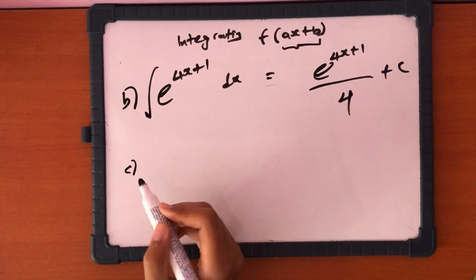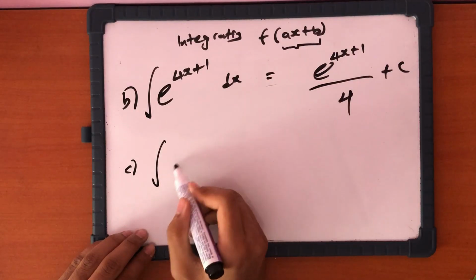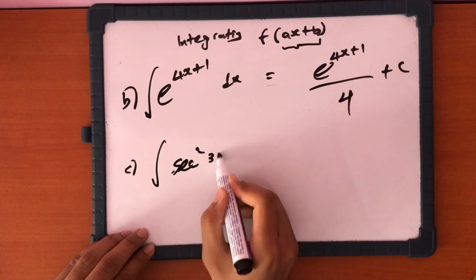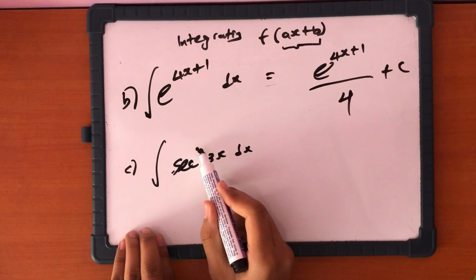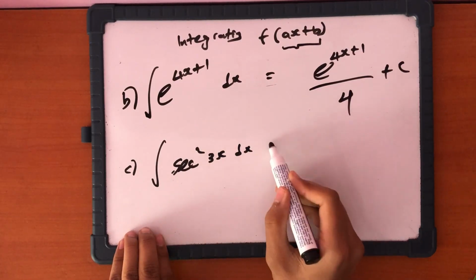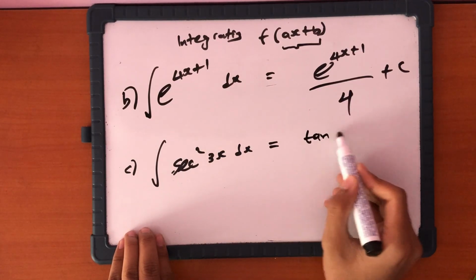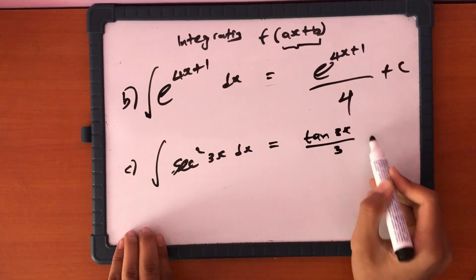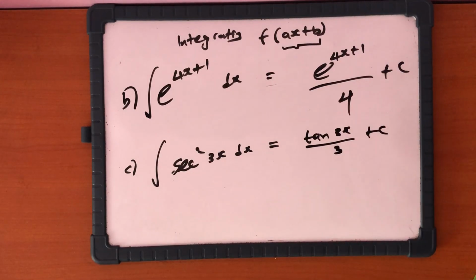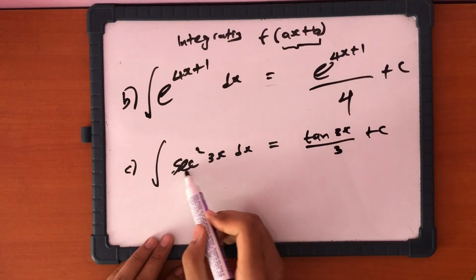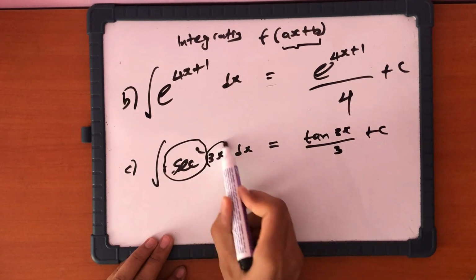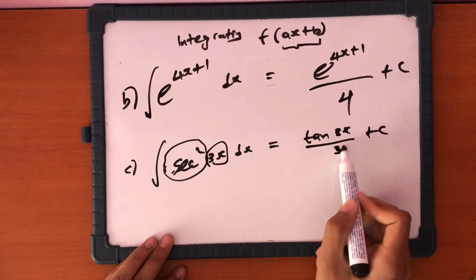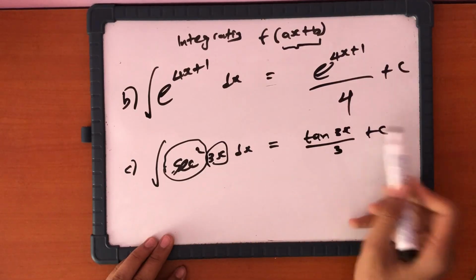And then part C, let's say we have the integral of sec squared 3x dx. Remember, we already said that the integral of sec squared x in general is tan x. So this becomes tan 3x divided by 3, plus c. Because the outside function integrated becomes tan, the inside remains the same, and then you divide by the derivative of the inside, which is 3, plus c.